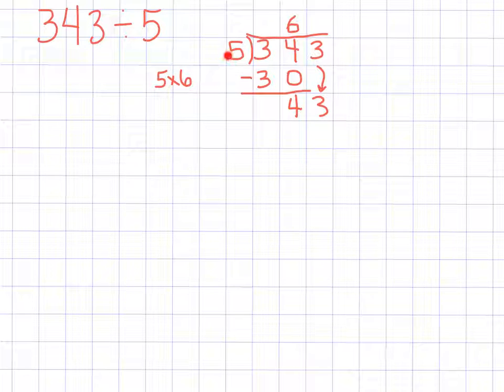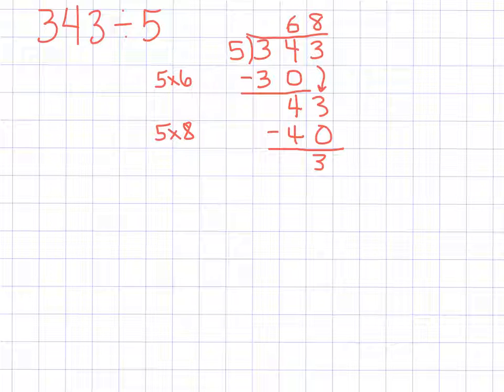So now I'm thinking of 5 goes into 43. I know that 5 times 8 is 40. So I'm going to put an 8 up here. So my thinking, 5 times 8 is 40. And I record the difference. There's going to be 3 left over. Initially, we described that as a remainder of 3. So we would say that 343 divided by 5 is 68 with a remainder of 3.